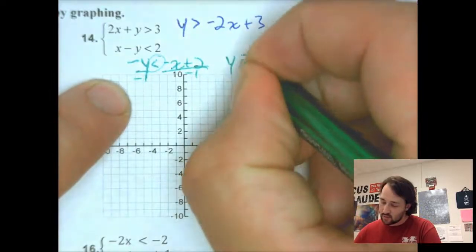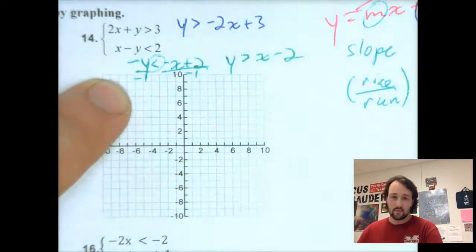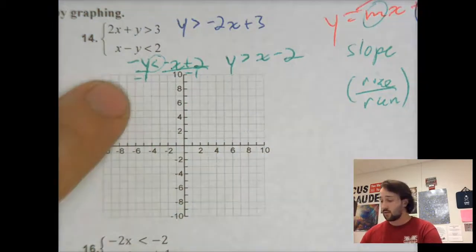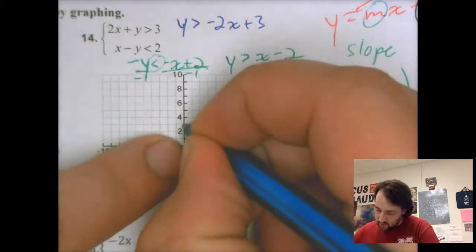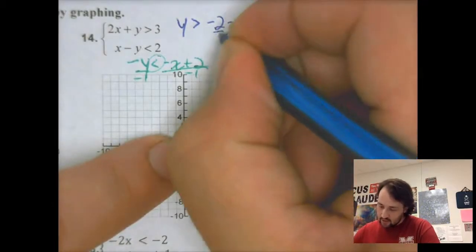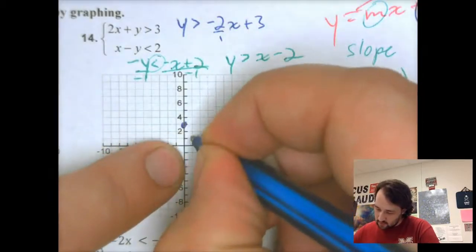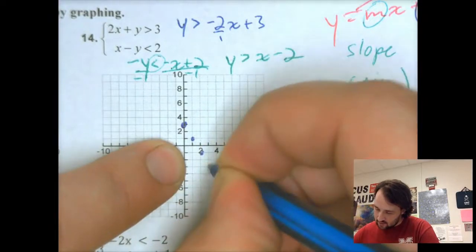So this would be y is greater than x minus 2. Those are the two equations that I'm going to graph. All right, graph the blue one in blue. So I have +3, so my y-intercept is at 3. I have -2 over 1, so it's down 2 over 1, down 2 over 1, and so on and so forth.